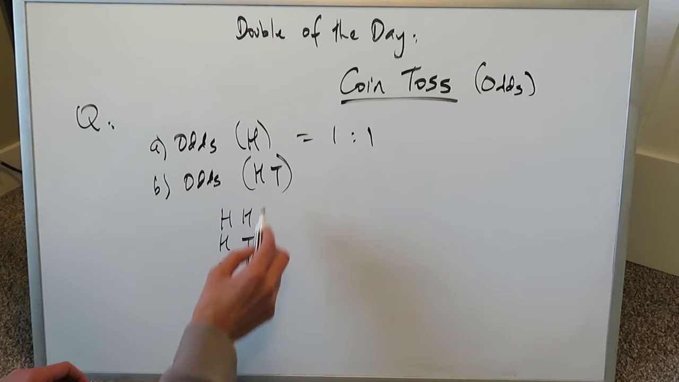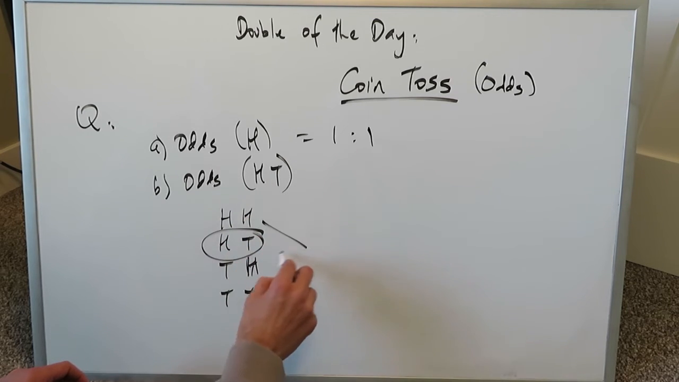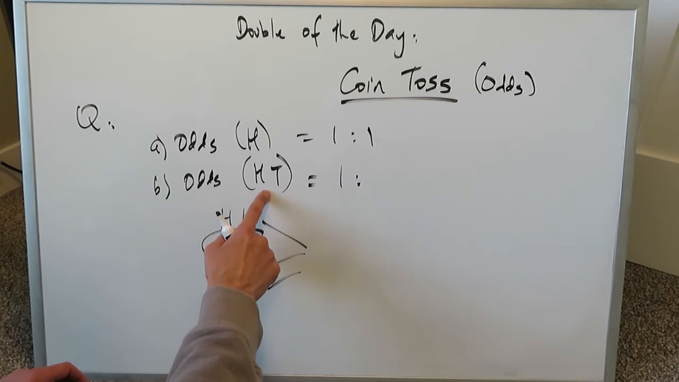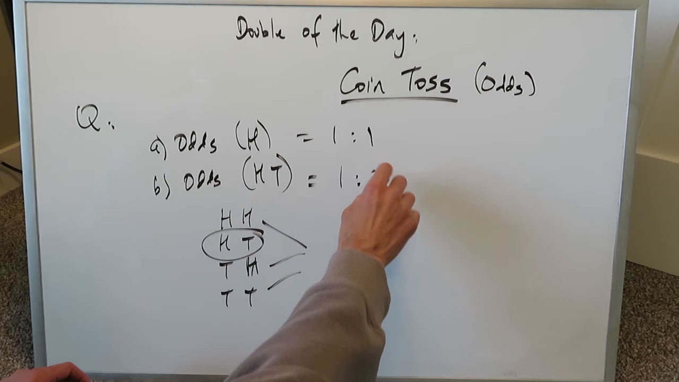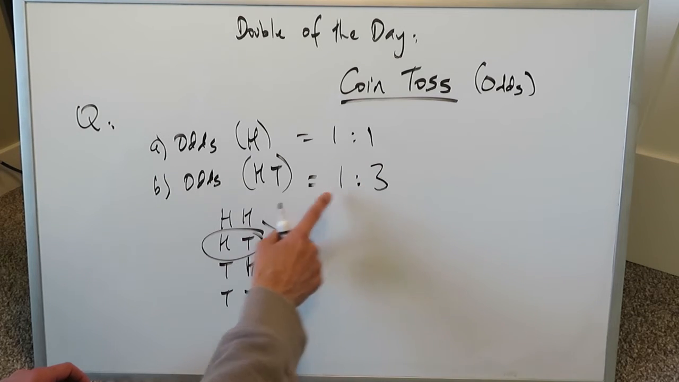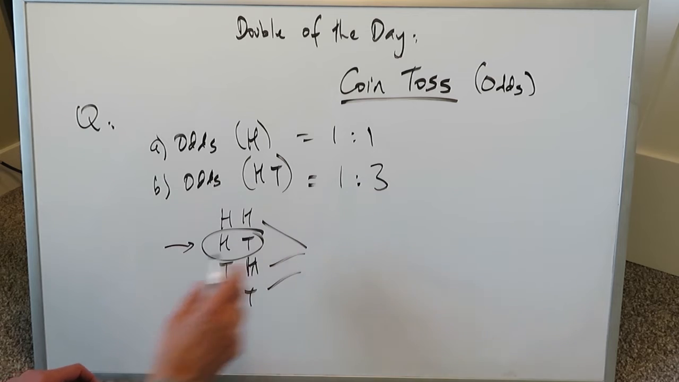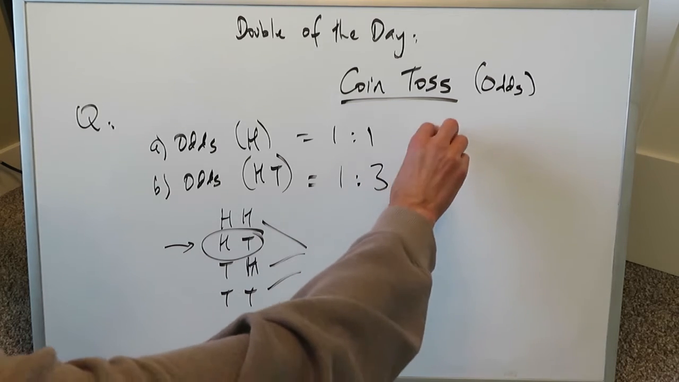What we want is an HT. What remains are three options. So think about it this way: the odds in favor of you getting a heads and tails is 1 to 3. 1 being what you wanted, what you were looking for, and 3 being the three options that led to failure, or the three options that remained. So these two answers are good.